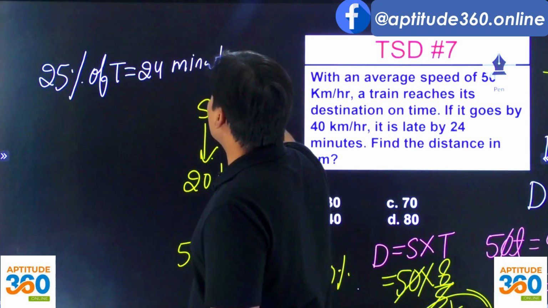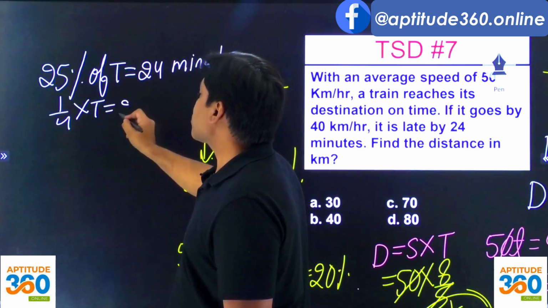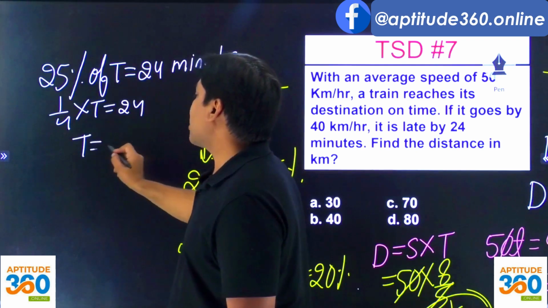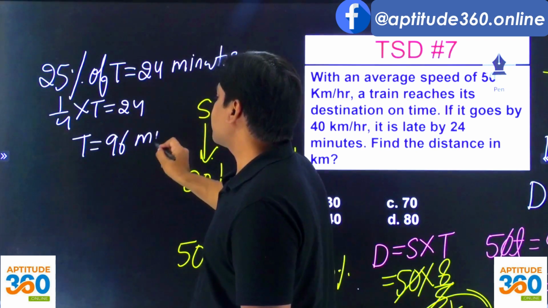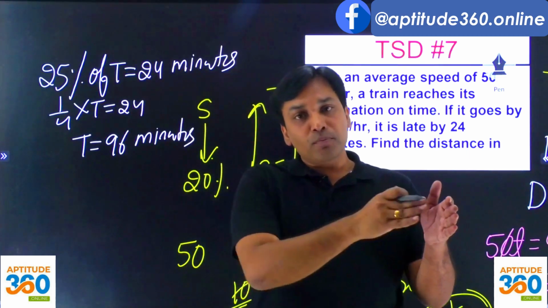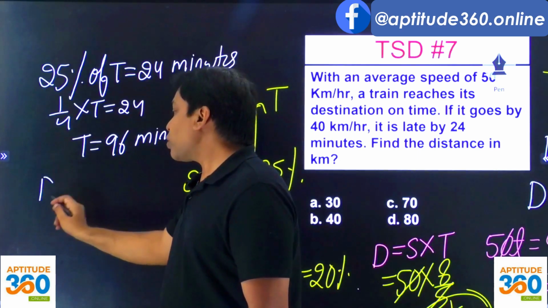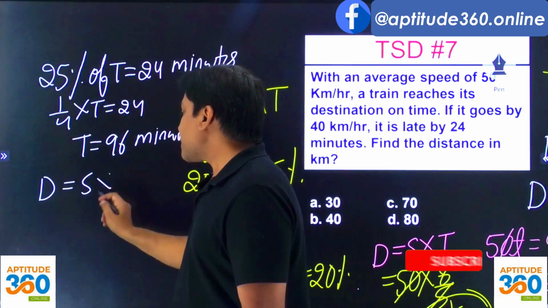Can we find out the total time? Yes, we can do that because this is 1/4 of time, which is coming out as 24 and t comes out as 96 minutes. So the train reaches from station A to station B in 96 minutes, but you need to find out what is the total distance. Distance is speed into time.